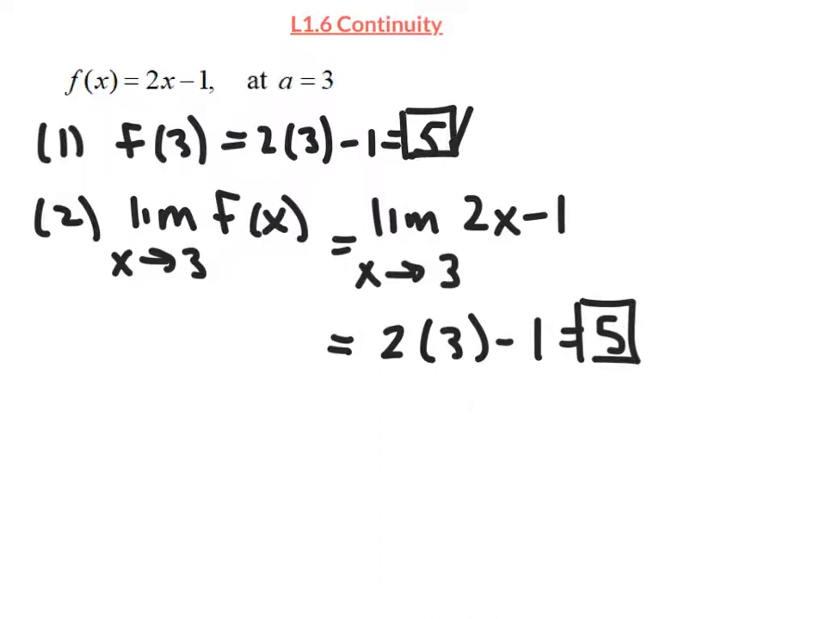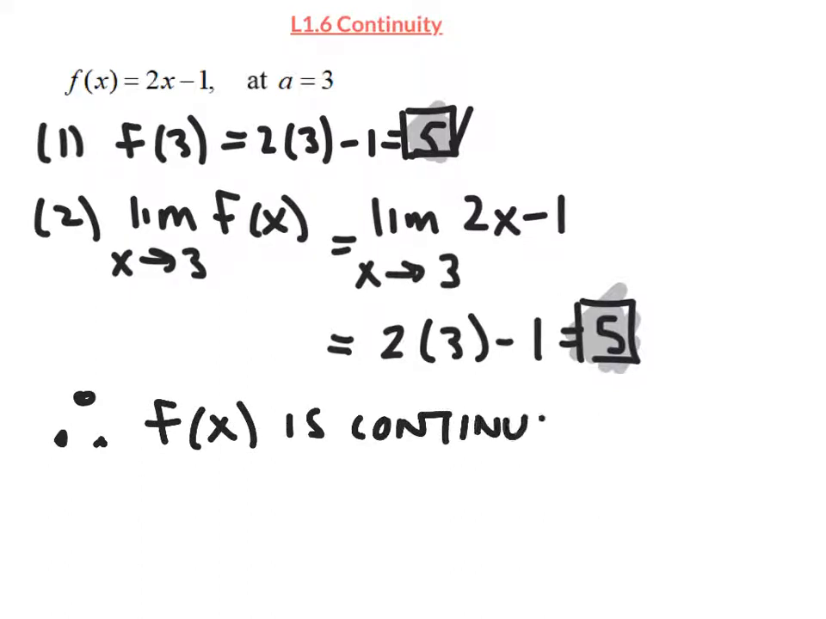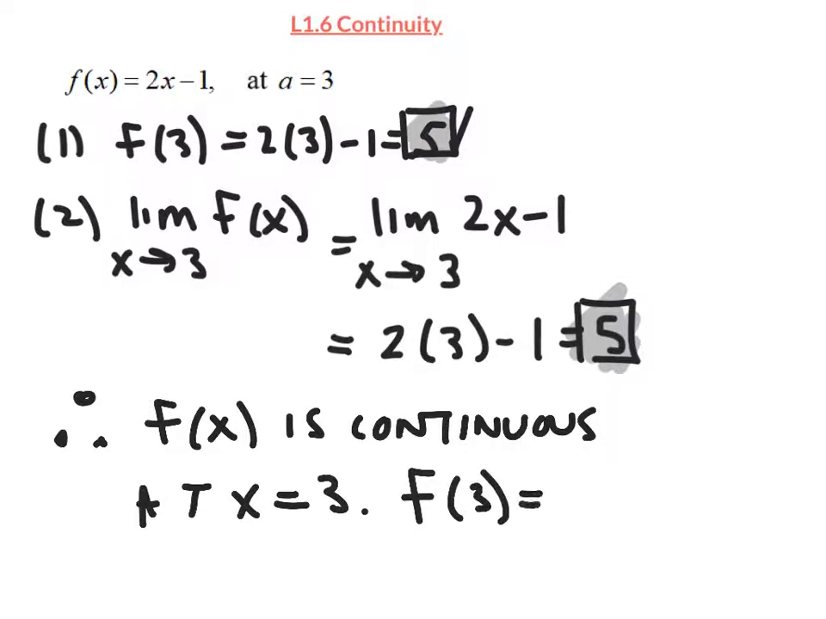Now here is the heart of what it means to be continuous. You have established that the value at the moment is 5, and the limit at that same moment is 5. So therefore, you can now say, therefore, f of x, that function, is continuous at x equals 3, and we are there. Why is that true? Because f of 3, that value, equaled the limit as x approached 3 of that function.